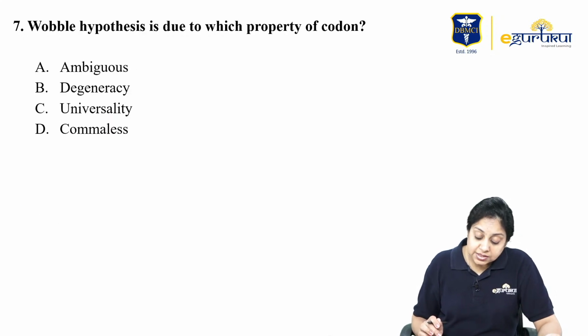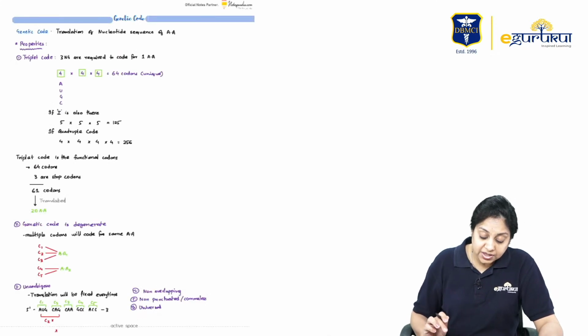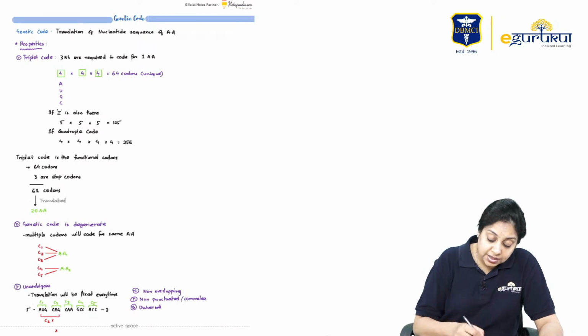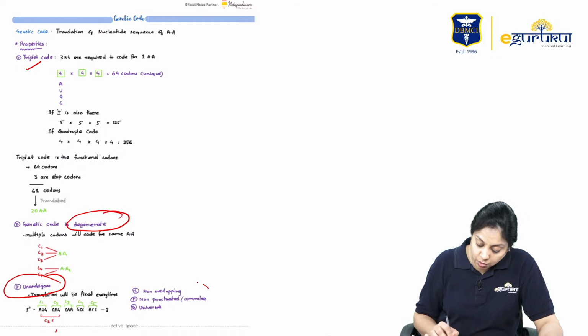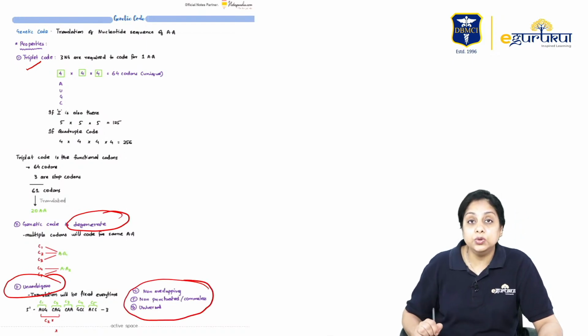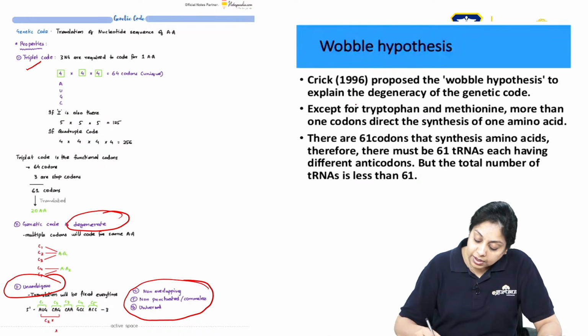Wobble hypothesis is due to which property of the codon? From the notes again, the genetic code is a triplet code. It is degenerate, unambiguous, non-overlapping, non-punctuated, and universal. This was another one of the questions asked in the exam also. But here they are asking about the Wobble hypothesis, right? The Wobble hypothesis explains the degeneracy of the genetic code.